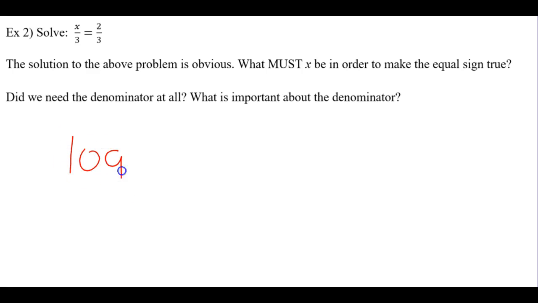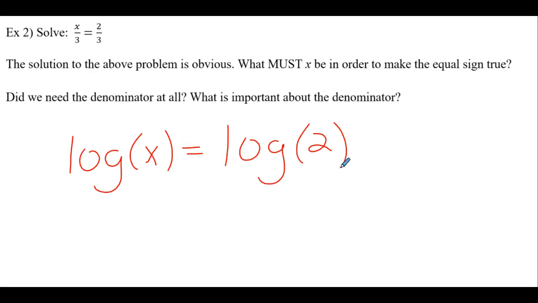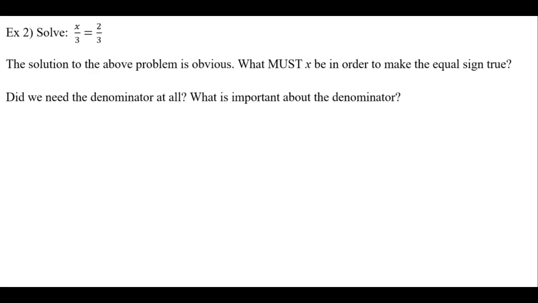Let's say I have log of x equals log of 2. In order for this equal sign to be true, what does this x have to be? 2. Yeah, so it's really obvious. If there's 1 log on one side and 1 log on the other side, the stuff inside has to also match. It makes sense, right? Well, the same thing works here. If there's a 3 on the bottom of this fraction and there's a 3 on the bottom of this fraction, then the tops have to be equal to each other, right? So therefore x equals 2, okay?